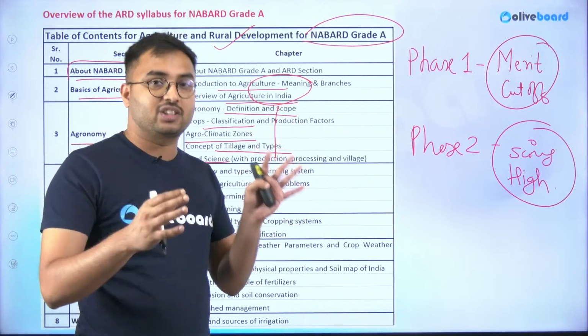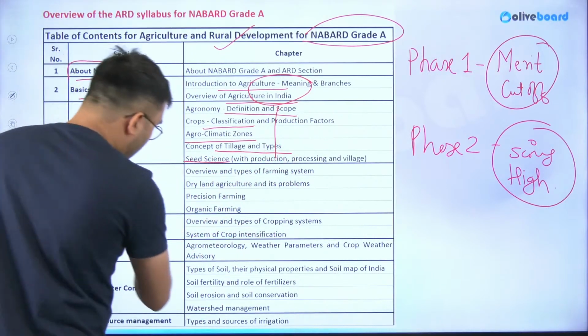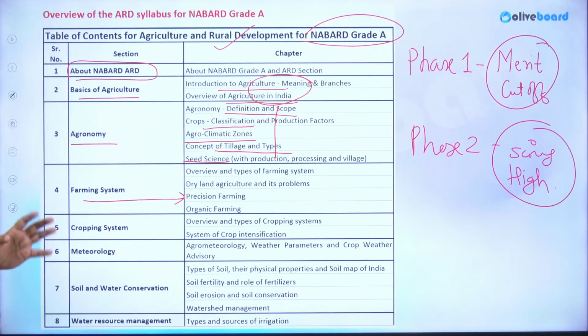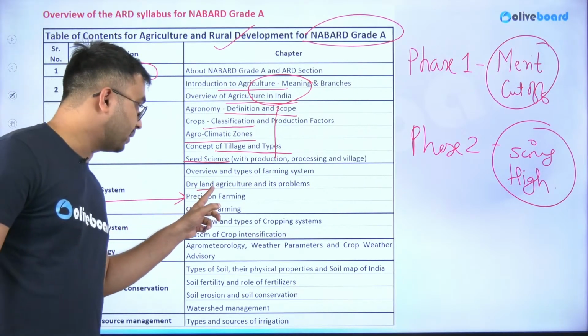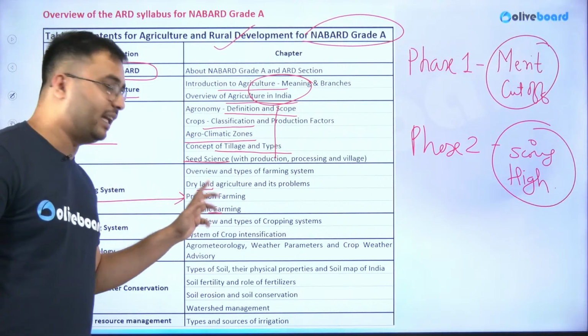And therefore, within a stipulated time, it is our duty to cover the syllabus in time. Farming system. First thing is overview and types of farming system. Dryland agriculture and its problems, precision farming and organic farming.